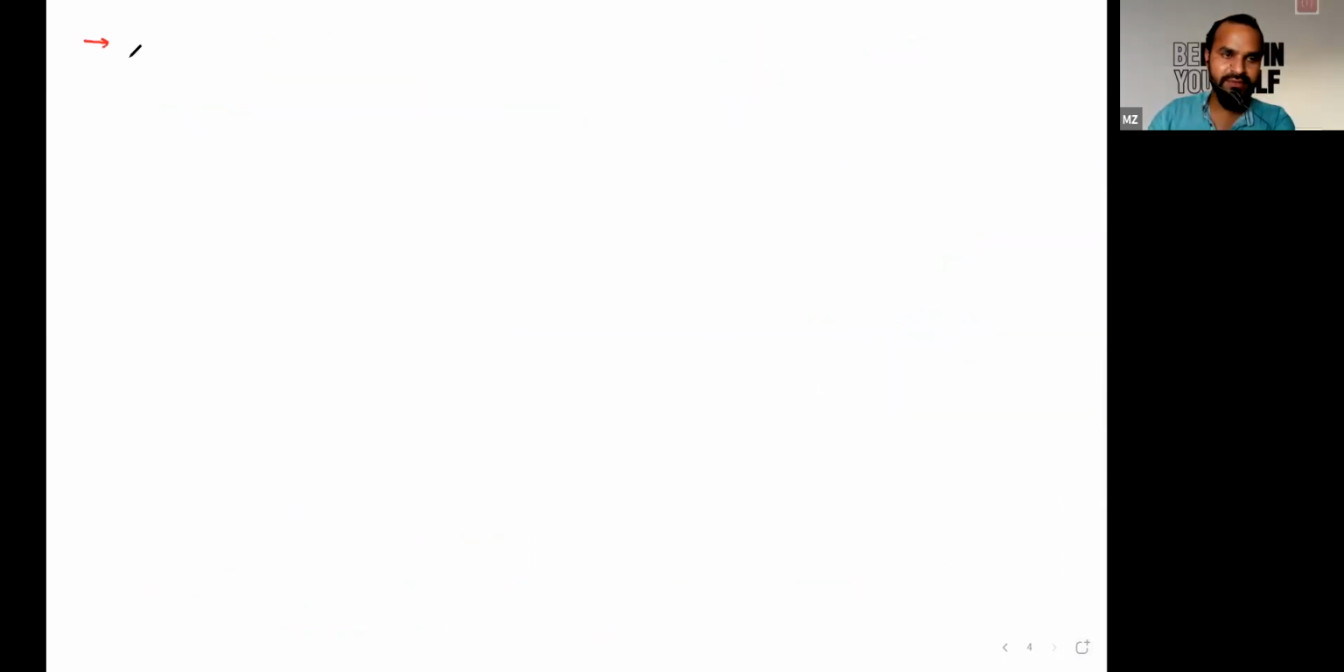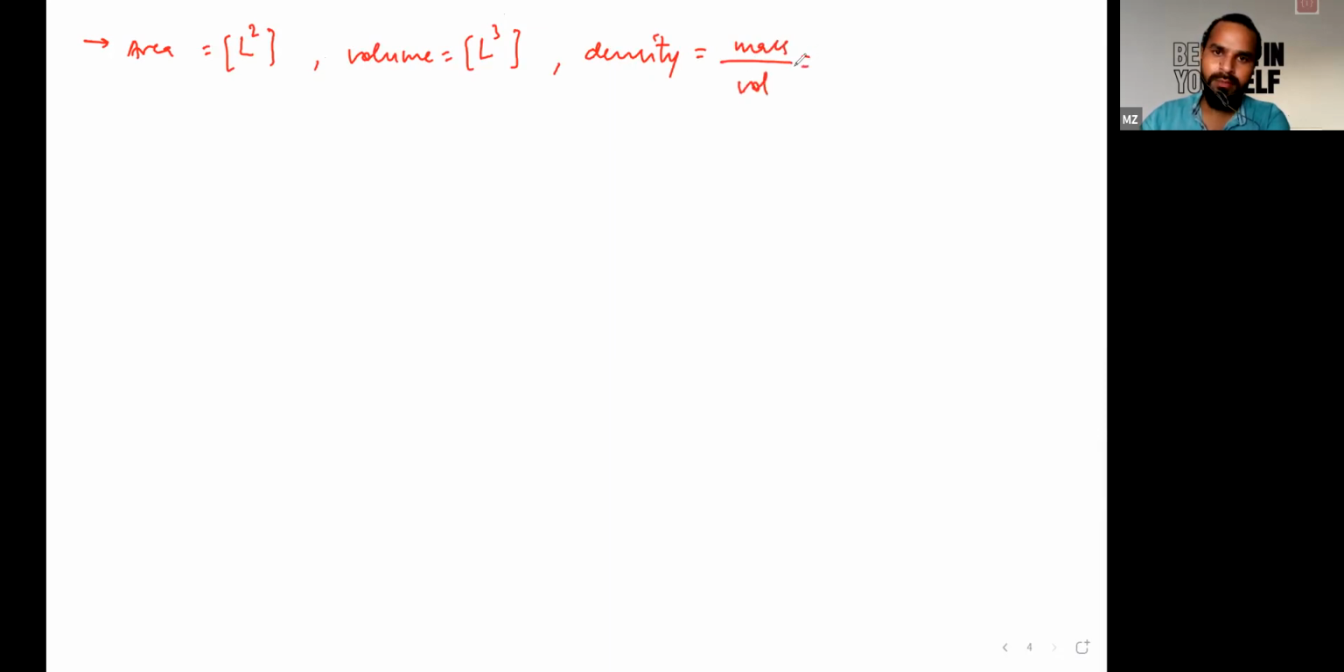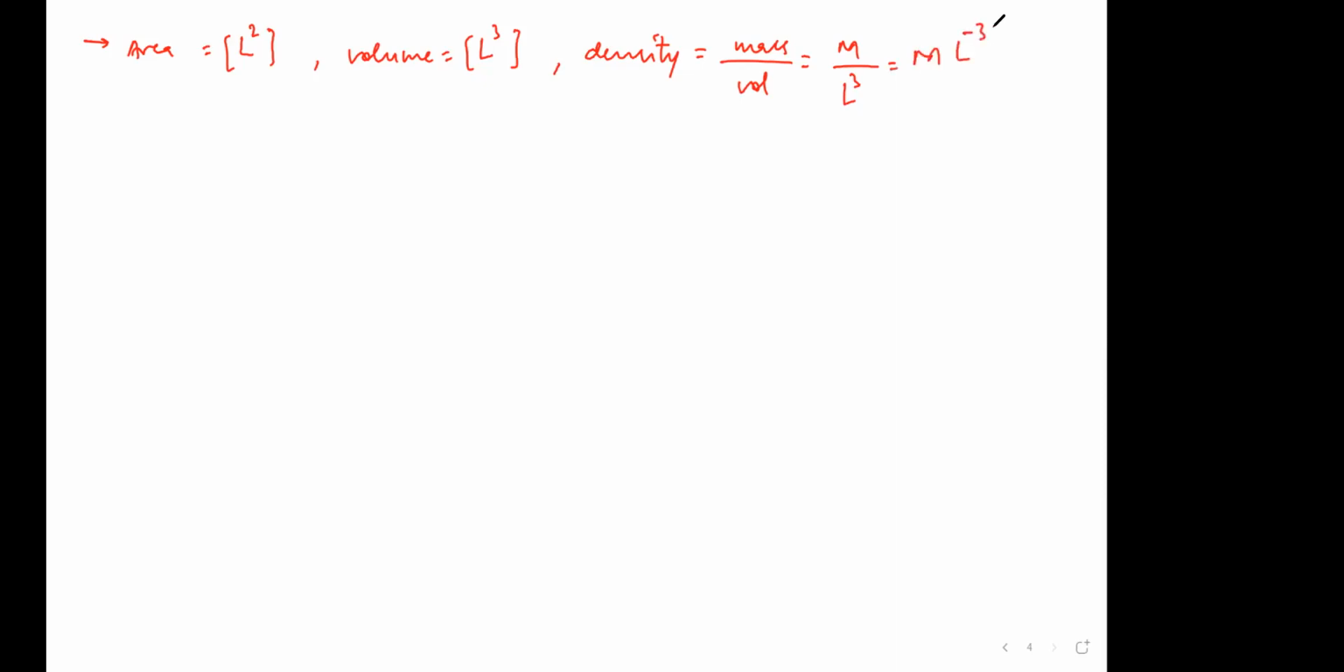On the basis of length we define area. Area is the product of any two different lengths, so it will be L square. Similarly, volume is the product of three different lengths, so it would be L cube. Now suppose you have to calculate density, which is mass divided by volume. Mass is a fundamental quantity, expressed as capital M, and volume is L cube, so it will be M divided by L to the power 3. If you bring this term to the numerator, its exponent becomes M L to the power minus 3.